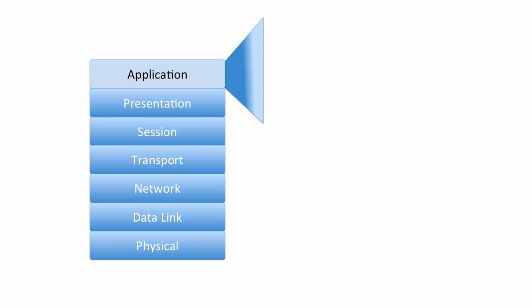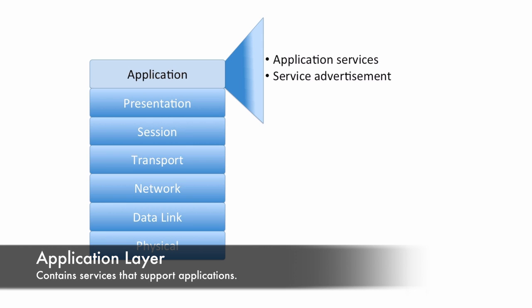At the application layer, we're concerned with things such as application services and service advertisement. I would say that the application layer is one of the most misunderstood layers of the OSI model. Many people think, it's the application layer, so my applications would live here, right? They would think something like Microsoft Excel would live at the application layer because that's an application. Actually, no, that's not the way it works. What does live at the application layer are services that support those applications.